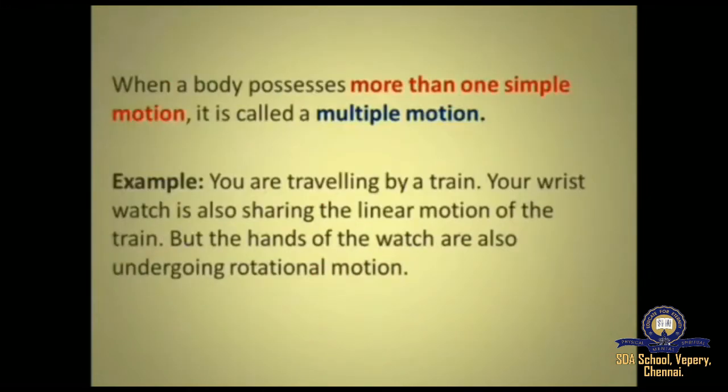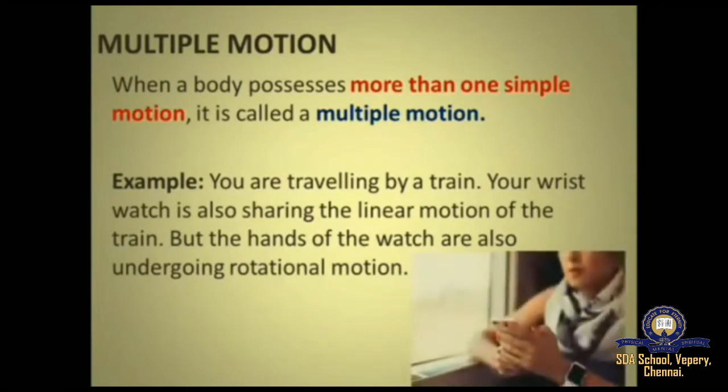We look into what is multiple motion. So what is a multiple motion? When a body possesses more than one simple motion, we call it as multiple motion. Okay. So for example, you are traveling by a train. Okay. Your wrist watch is also sharing the linear motion of the train, but the hands of the watch are also undergoing rotational motion.